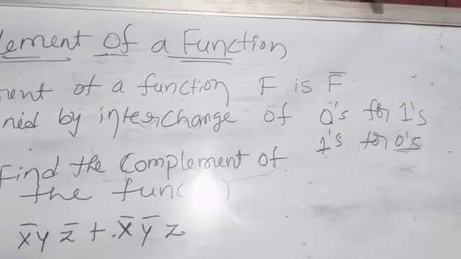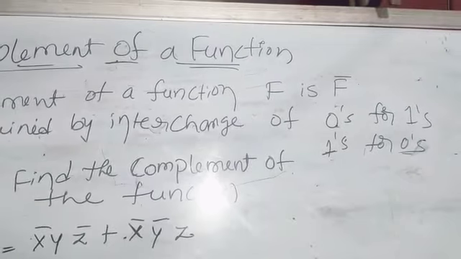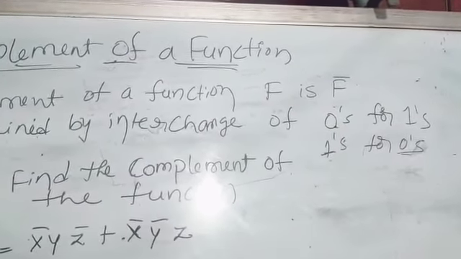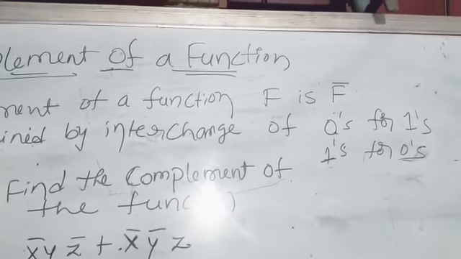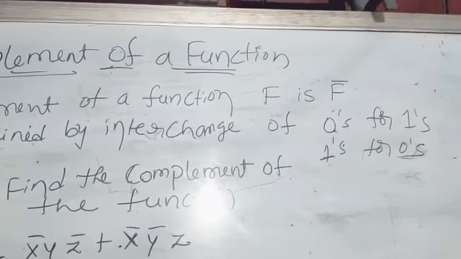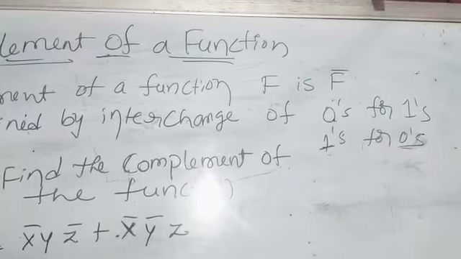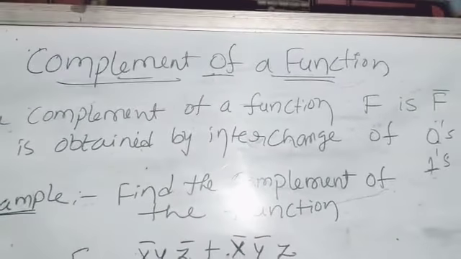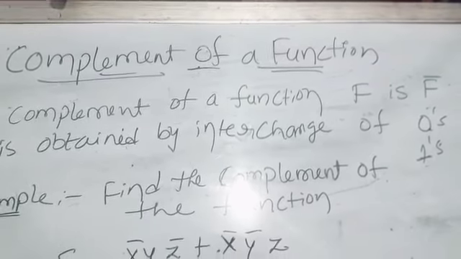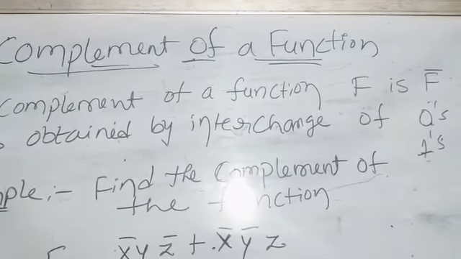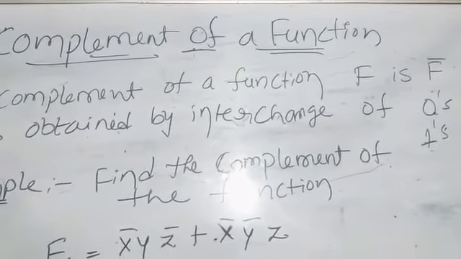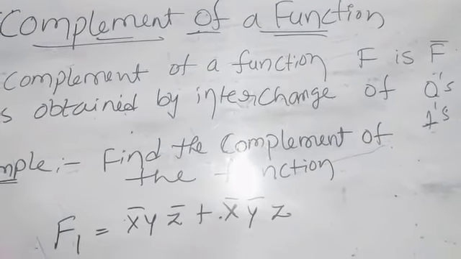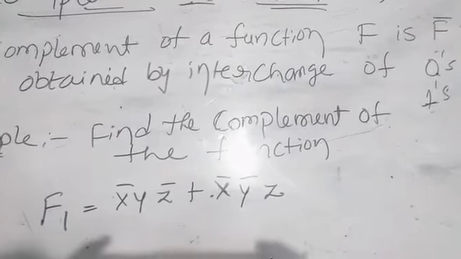Already we know that the complement value is the reverse of the value. So we consider only the interchanging of the actual values. If 0 is there, we consider 1, and if 1 is there, we consider 0. Again, the complement of a function can be derived, or the expression can be solved, by using De Morgan's theorem or De Morgan's law. Already I explained in the previous videos what De Morgan's theorem is.